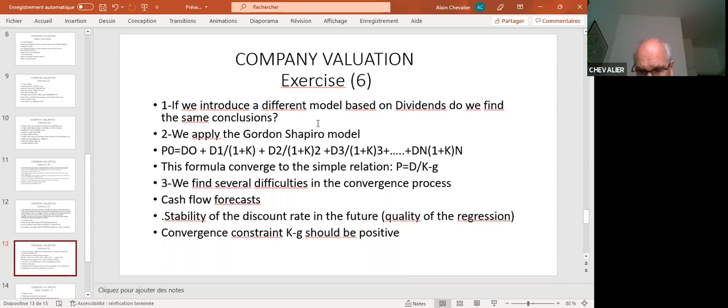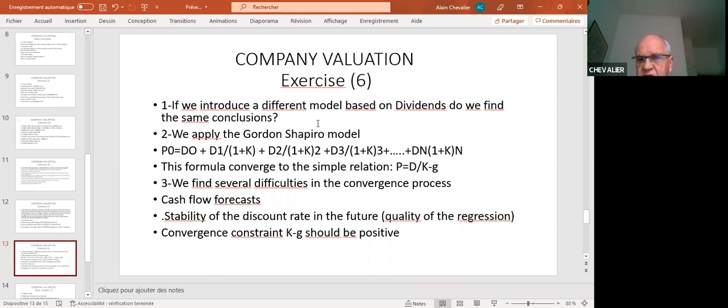There's an hypothesis behind, which is that K is always higher than G. K should be higher than G. But in that case, if it works, if the regression process is acceptable, demonstrates a good quality level, you get a formula which is very easy and simple to use. It is a formula like this one.